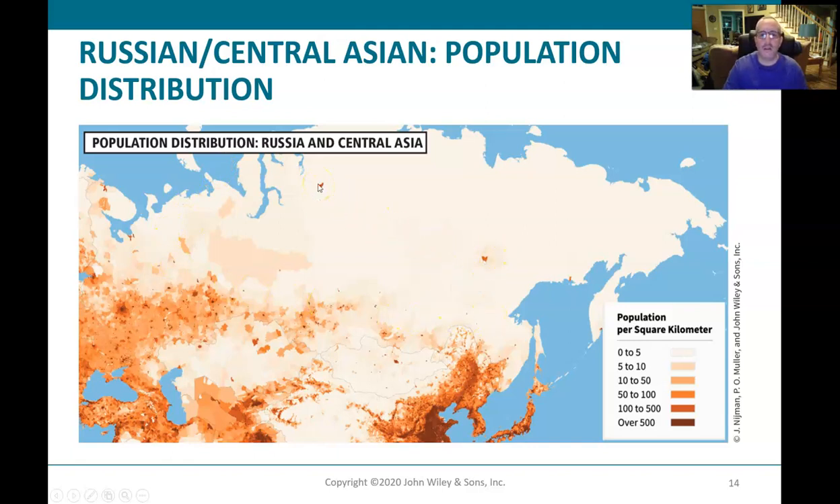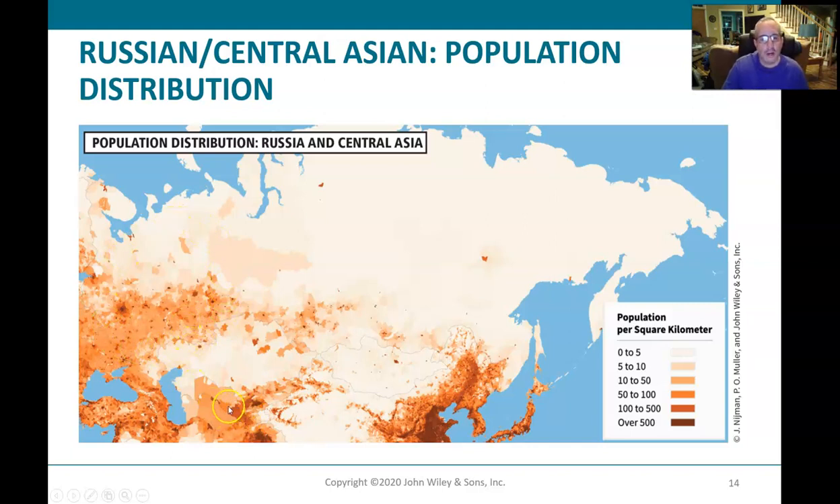These are isolated cities. Probably some of the prison camps, the gulags that you've heard about in the news, might be up there. Over here you get closer to Eastern Europe. Moscow is right here, so you have a bigger population in this area. Ukraine's going to be down here. This is going to be the Ural Mountains right here. So you can see most of the people live west of the Ural Mountains.